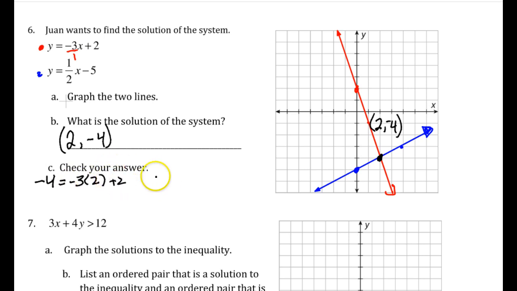All right, plug into both. -4. Do you have to show all this work? Yes, that's why I'm showing you. So we have -6 plus 2, which is -4. And we have half of 2 is 1. 1 minus 5, -4. So yeah, both graphically and algebraically the answers are the same. So we're good to go.